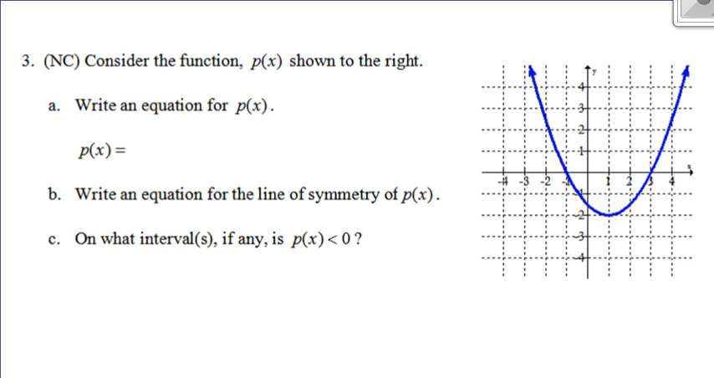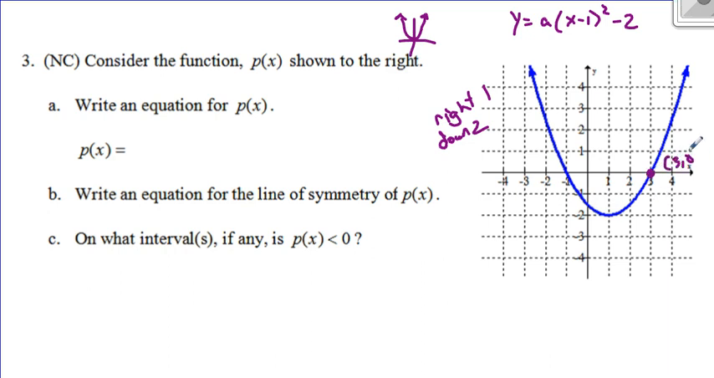All right, number 3. This time our parent function, of course, is our parabola, which goes through 0, 0 normally, and we see that this one shifted, let's see, right 1 and down 2. So we've got 2 shifts, but we do still need to find a. So we've got y equals a, and so we went right 1, so that's going to be x minus 1 squared, and we went down 2, minus 2. And now I'm going to plug in another point. I think I'm going to go right here with 3, 0, and plug that in.